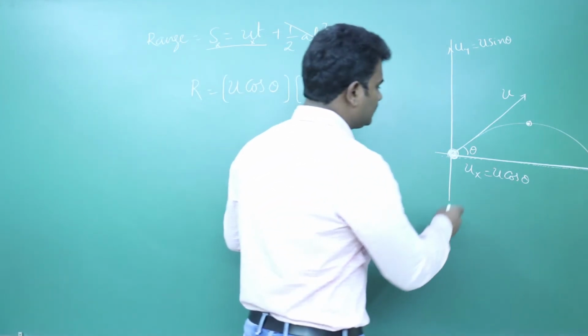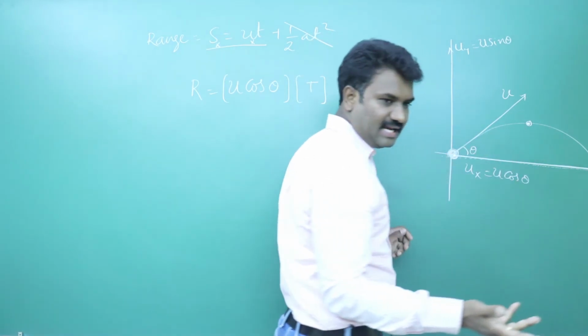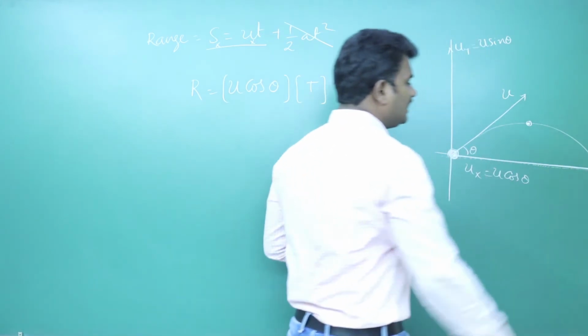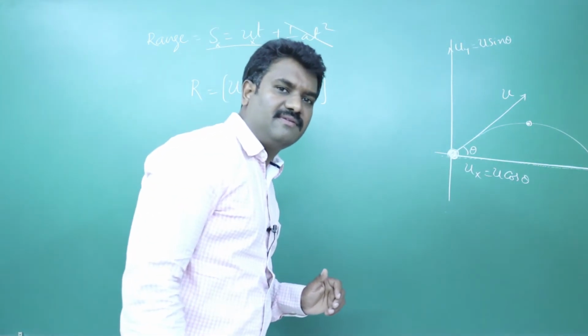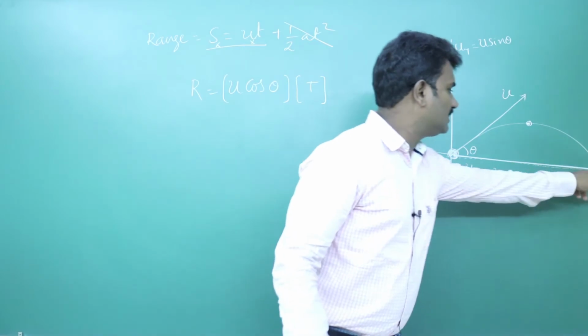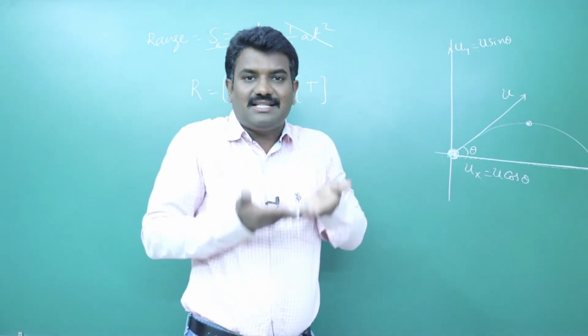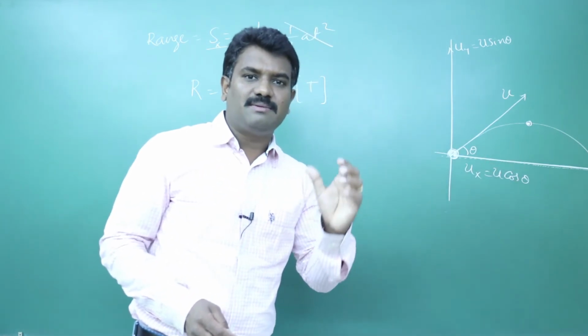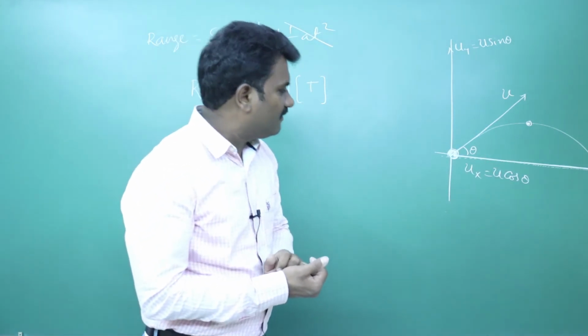So what is time of flight? The time in which the body remains in air is called time of flight, or the time in which its vertical displacement becomes 0 is called time of flight. See, it is on the earth, it is on the earth, so how far vertically is it raised? No. So the time during which its vertical displacement becomes 0 is called our time of flight.